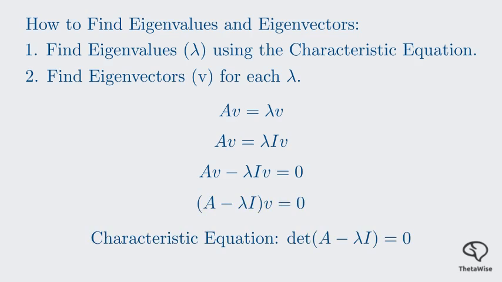Once we have the eigenvalues, we can substitute each one back into the equation, A minus lambda I times vi equals 0, and solve for the corresponding eigenvectors v. Let's see this in action with an example. Let's work through our first example.